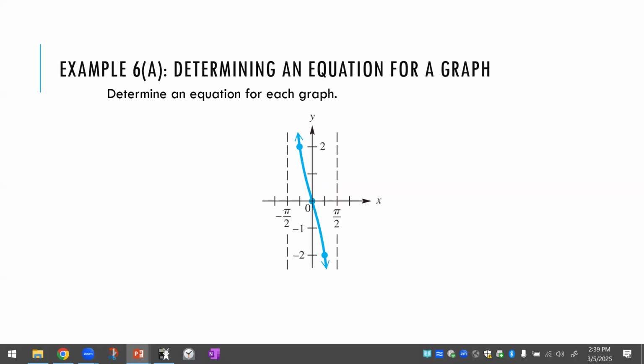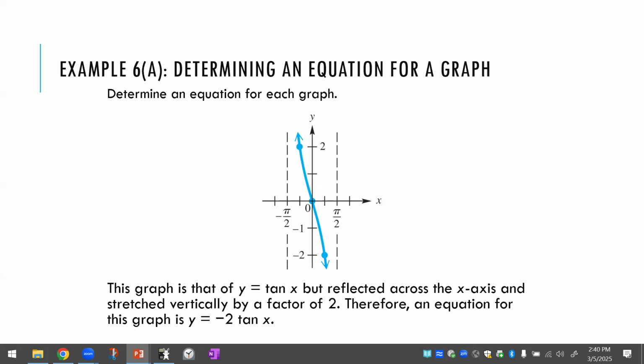Again, it's been what? It's been vertically stretched, right? It's been vertically stretched. So we've been reflected and vertically stretched, and that is it. Our period is still from -pi/2 to pi/2. None of that changed. So putting it all together, -2 tan x. Make sense? All the things we said was happening.